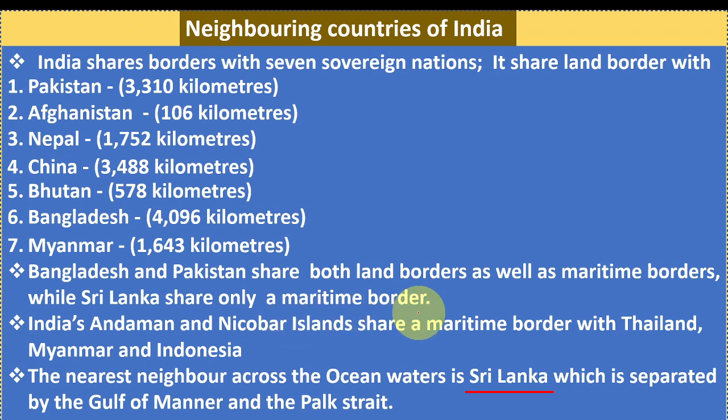Next, Bangladesh and Pakistan share both land border as well as maritime borders, while Sri Lanka shares only a maritime border. Maritime in the sense of on water. Next, India's Andaman and Nicobar Islands share a maritime border with Thailand, Myanmar and Indonesia. The nearest neighbor across ocean water is Sri Lanka, which is separated by the Gulf of Mannar and Palk Strait.